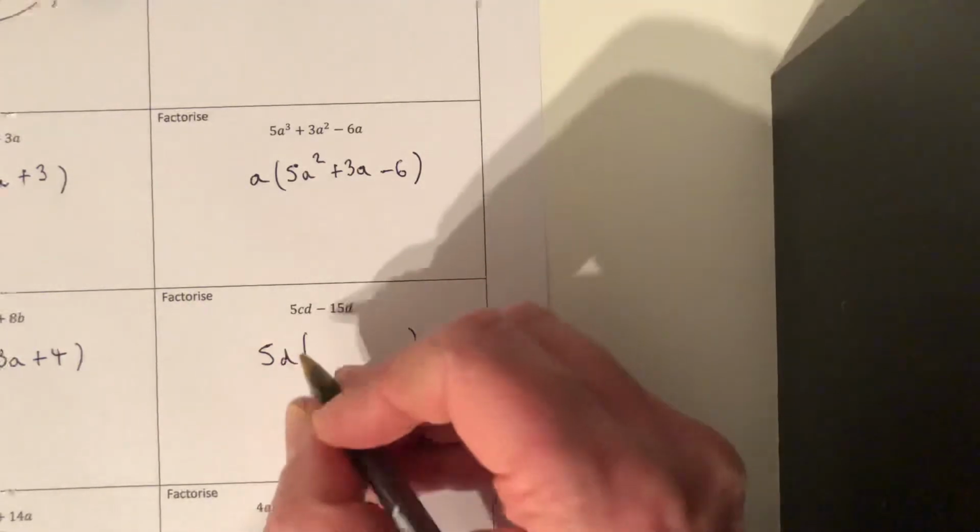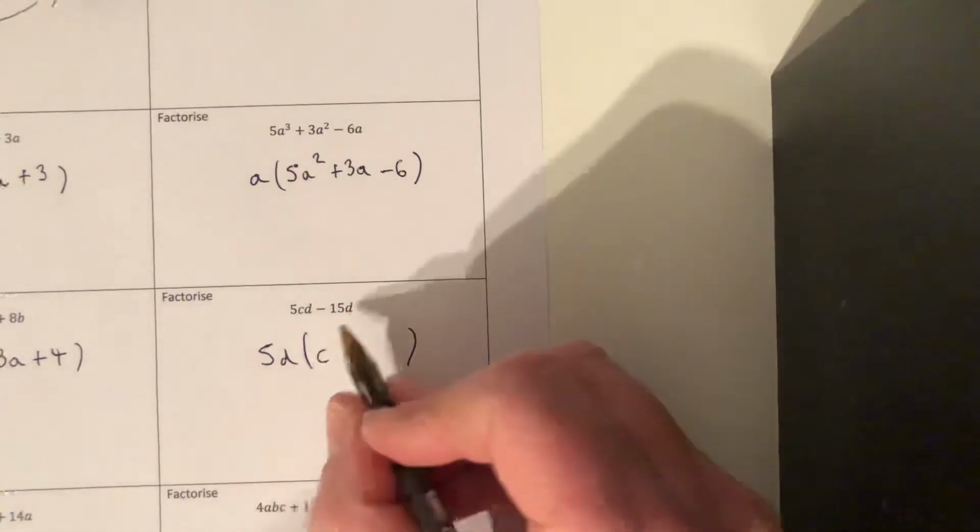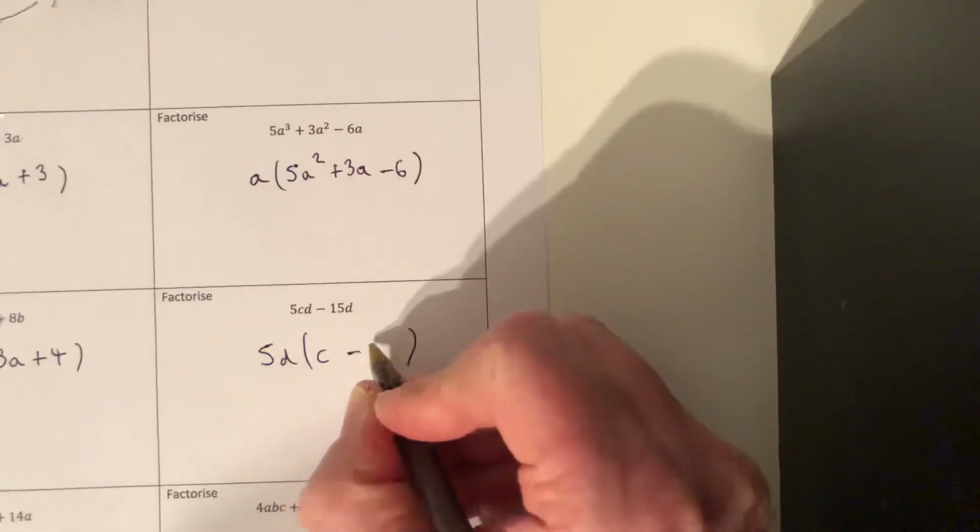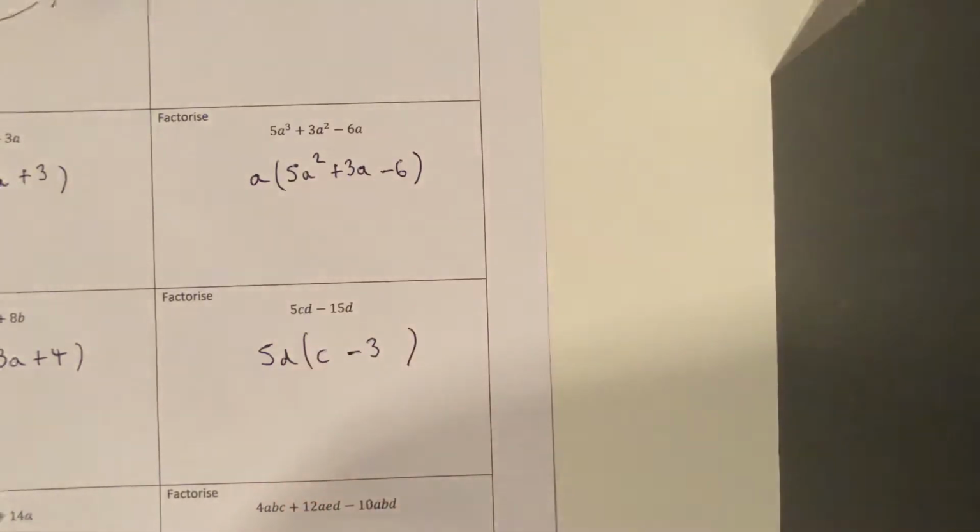So now 5D times what gives me 5CD? Well, I've got the 5, got the D, you just need the C. And then 5 times what is 15? Minus 3. I've got the D, so I don't need to worry about it, and that's the answer.